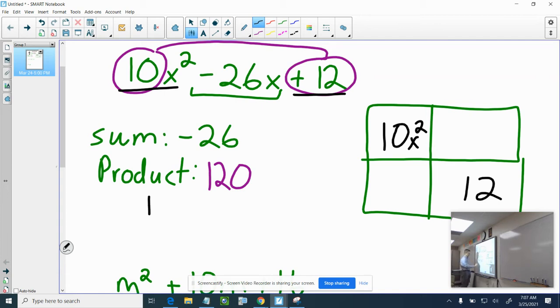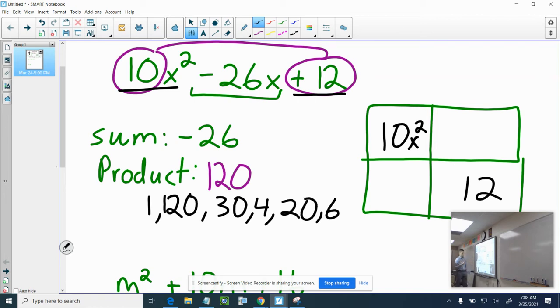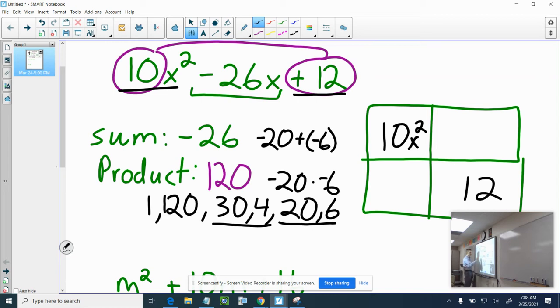Well, I'm just going to write some numbers that would work to get the product, some factors of it. So 120: 30 times 4, 20 times 6. And then I'm going to play around with them. They can be plus or minus. In this case, they both have to be minus because I need them to be negatives to get the 120 and to get the negative 26. So 30 and 4 doesn't work. It would give me negative 34. 20 and 6, though, that could work. So negative 20 times negative 6 is 120, and negative 20 plus negative 6 equals negative 26.